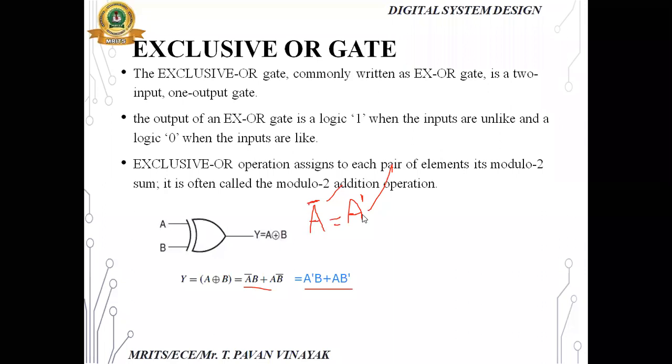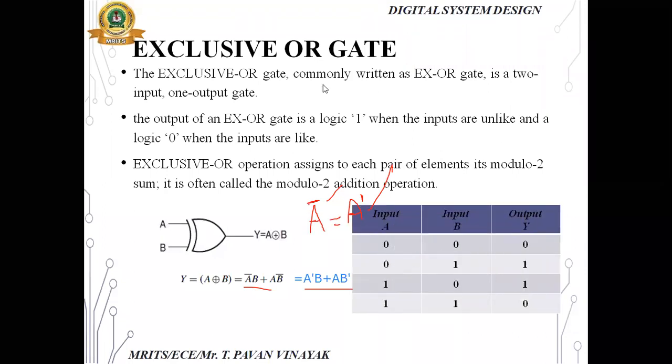So let us see the truth table. When both inputs are equal, output is 0. See, both inputs are equal, so output is 0. Both inputs are equal, output is 0. Or here see, both inputs are not same, so output is 1. Okay, this is exclusive OR operation.